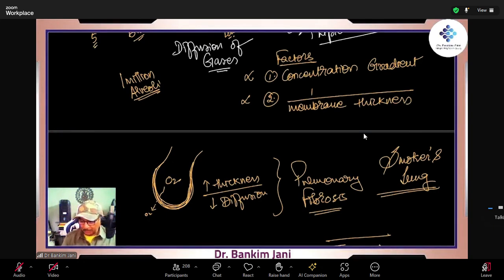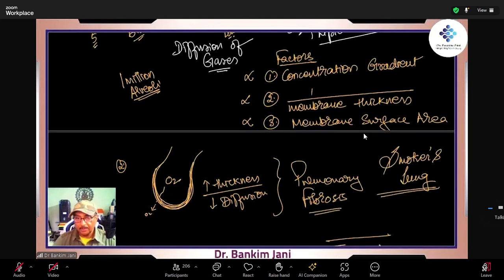This pulmonary fibrosis, you got that, is smoker's lung. Chances of emphysema. Yes, that's right. This is pulmonary fibrosis, with reference to point number 2. The third one is the surface area. Simple: the bigger the surface area, the more the transport. So this is directly proportional to surface area, or we can say membrane surface area.